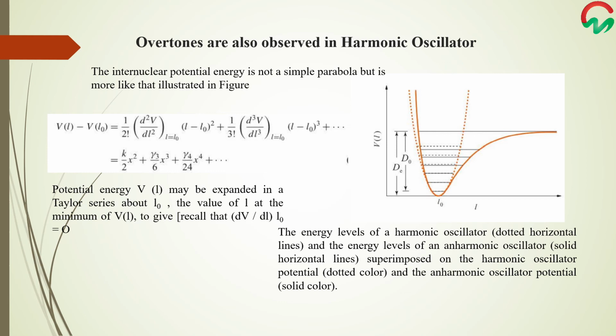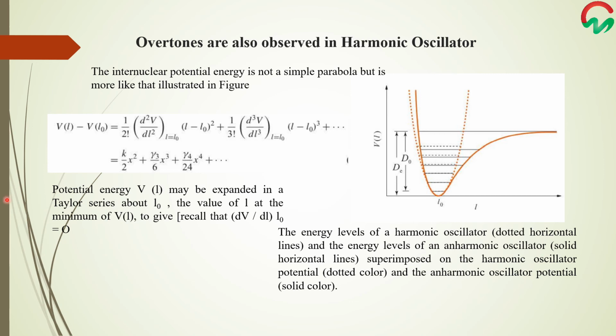Students, overtones are also observed in addition to the fundamental lines. The internuclear potential energy curve is not a simple parabola, as illustrated in this figure, where the energy levels of the harmonic oscillator are represented by the dotted horizontal lines, and the energy levels of an anharmonic oscillator are represented by solid horizontal lines, which are superimposed on the dotted horizontal lines of the simple harmonic oscillator.